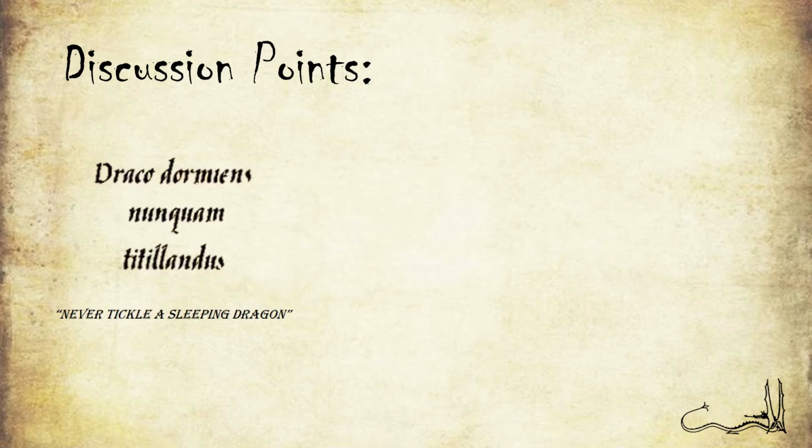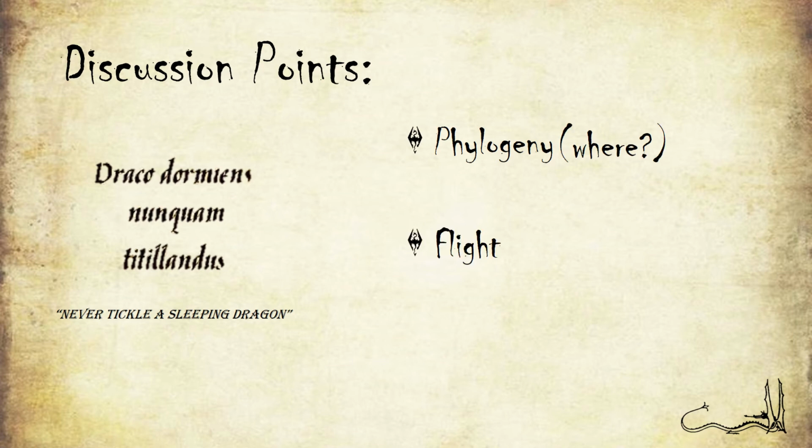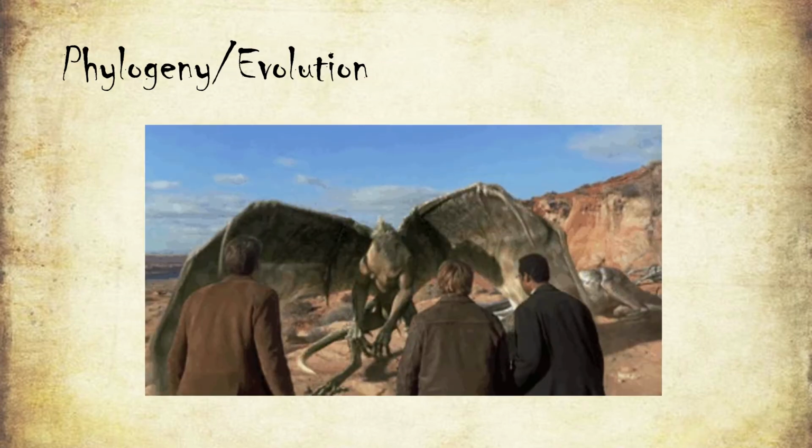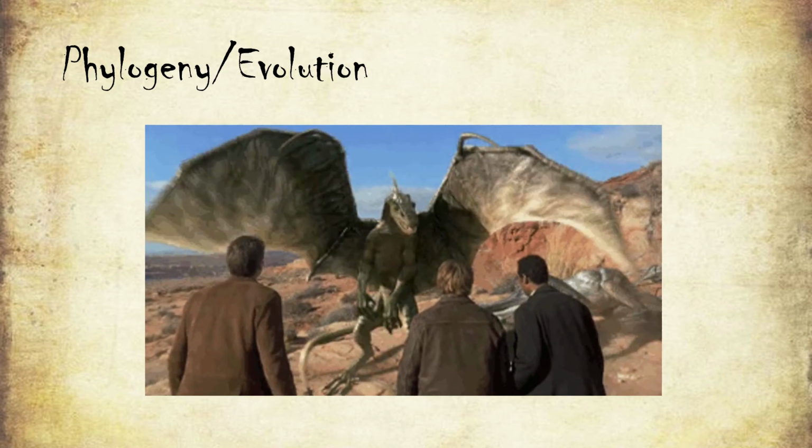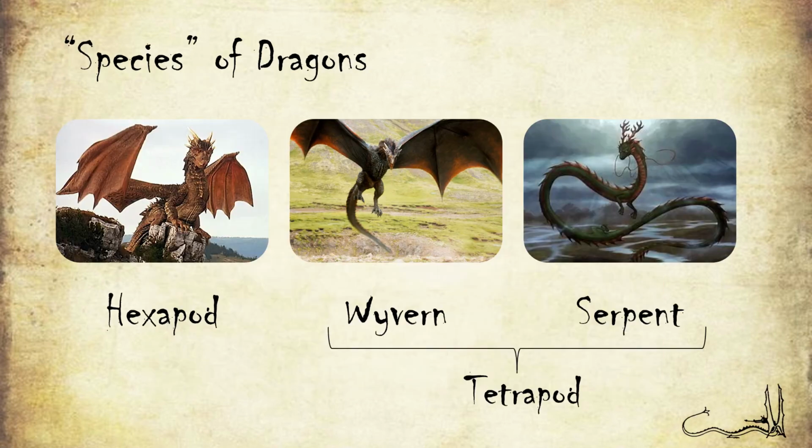And so I will be discussing those points today in this presentation, beginning with the phylogeny of the dragon, which is essentially where it would have appeared in the evolutionary timeline. Next, I'll be discussing how a dragon would be able to fly and how it would be able to breathe fire. So, beginning with the evolution of a dragon.